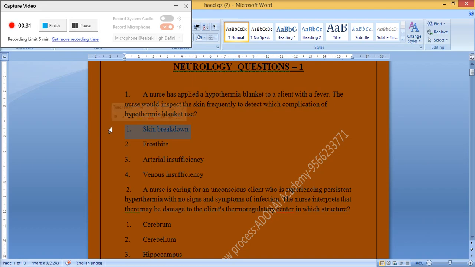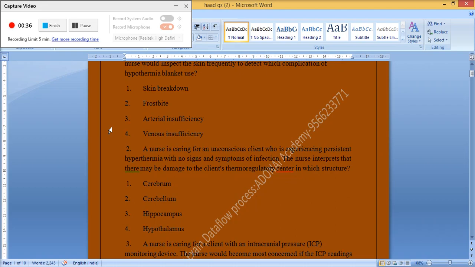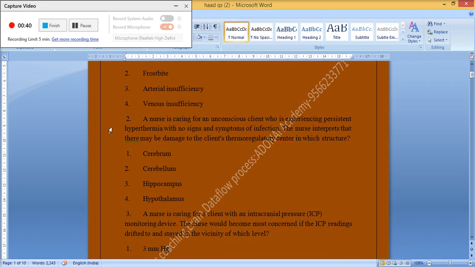Skin breakdown. 2. A nurse is caring for an unconscious client who is experiencing persistent hyperthermia with no signs and symptoms of infection. The nurse interprets that there may be changes in the client's thermoregulation center in which structure? 1. Cerebrum. 2. Cerebellum. 3. Hippocampus. 4. Hypothalamus. The correct answer is 4.